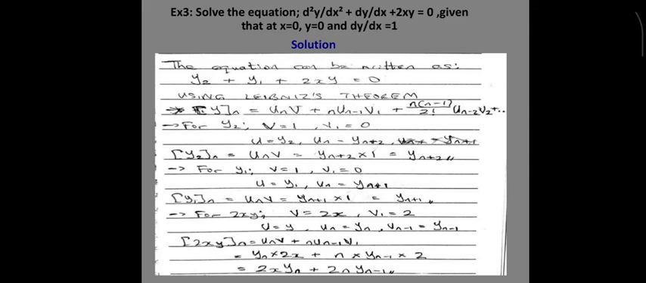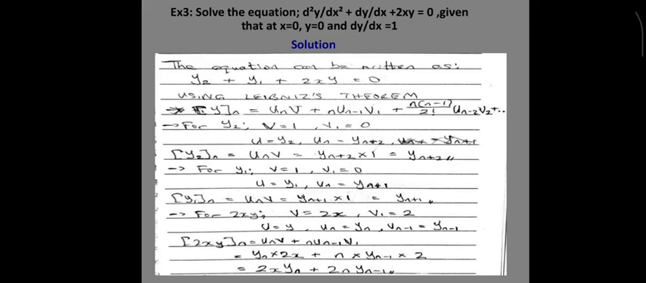Now for the second term, y subscript 1, our v is also 1, and our v subscript 1 is equal to 0. Our u is equal to y subscript 1. U subscript n is just equal to what? Y subscript n plus 1. Now when we combine it in the formula, we get this y subscript n plus 1.